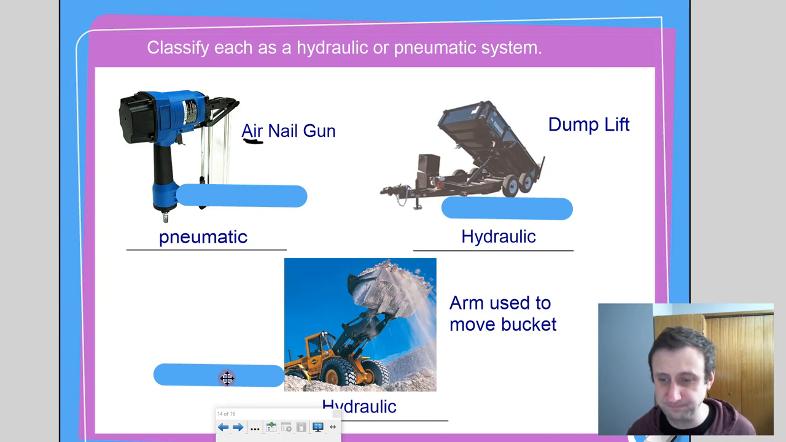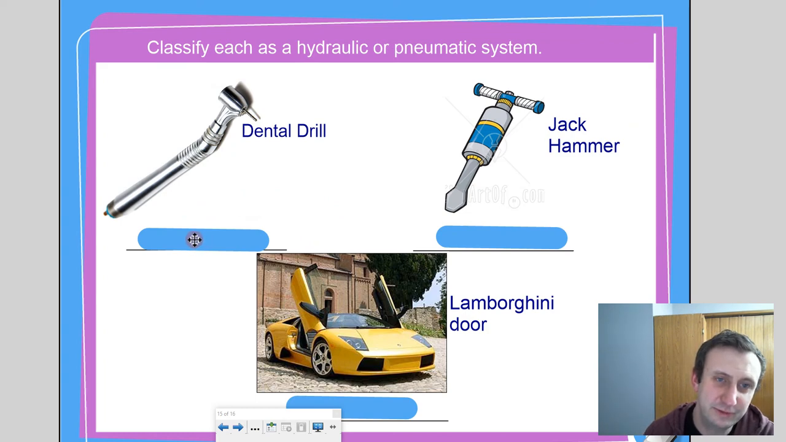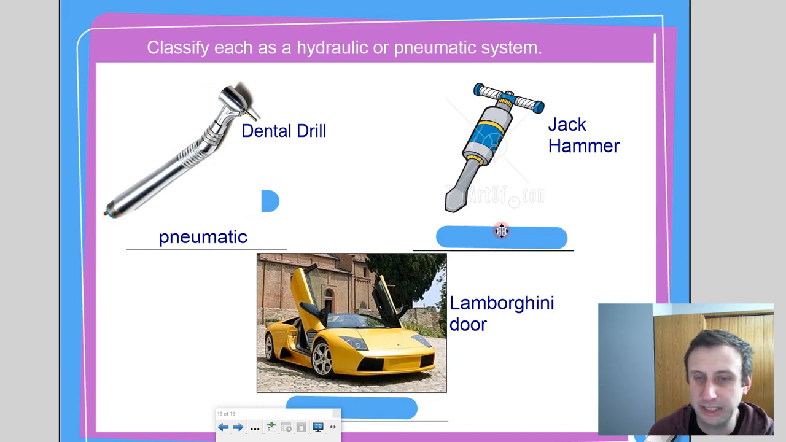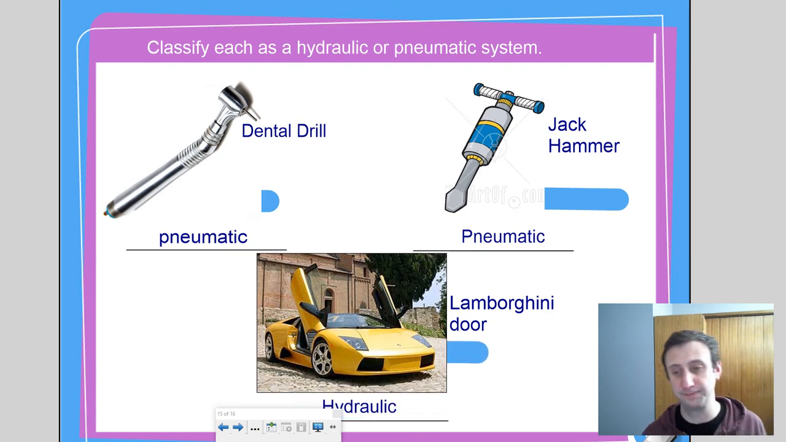Next, dental drill. This is speed, pneumatics. Jackhammer: again, super fast, springy, pneumatics. And finally, the Lamborghini door, allowing that big old door to swing up the way it does. This is hydraulics. Again, hydraulics is a liquid and has to do more with force, while pneumatics is air, gas, and has to do more with speed. All right, that's pressure and force and Pascal's law and hydraulics and pneumatics. Hopefully it made sense. Have a good rest of your day.